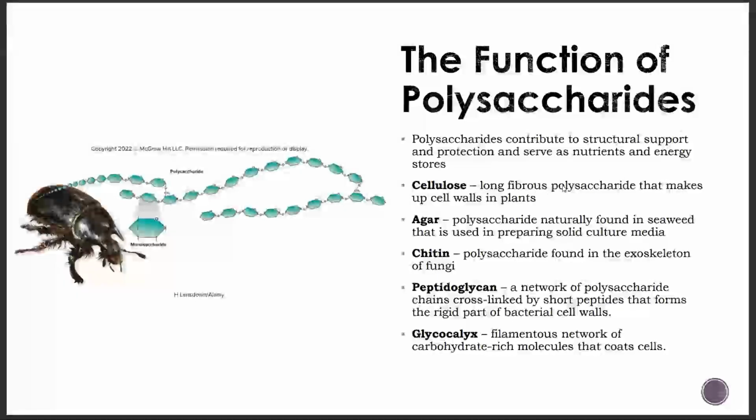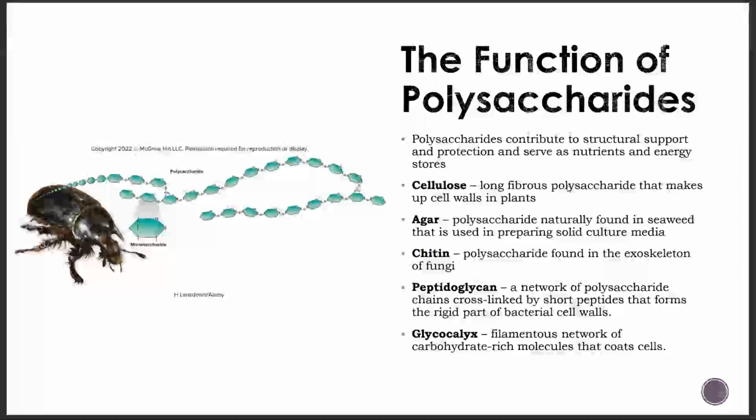Polysaccharides contribute to structural support within the cell. They offer a layer of protection for the organism, and they also serve as nutrients and energy storage. So if you think back to Bio 1, when we talk about glycolysis and the electron transport chain, glucose, a monosaccharide, would be one of the things serving as that nutrient.